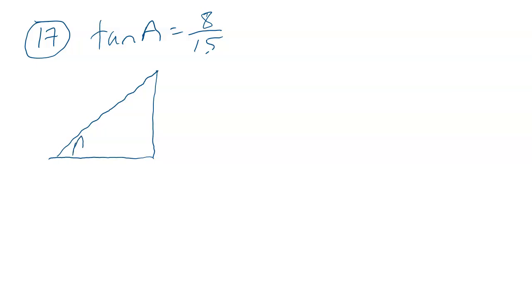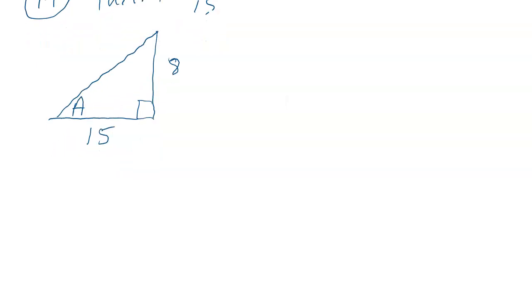So 17 says tangent A is equal to 8 over 15. This is the same type of problem. It says list the other 5 remaining trig functions. The first thing we have to do is build a right triangle. I'm going to put an angle A there. Here's my right angle. Tangent is opposite over adjacent, so this is 8 over 15. I want to say there's an 8/15 Pythagorean triplet, but I don't remember. Here's our hypotenuse, which we'll call side C. So I'll say 15 squared, which is 225, plus 64 squared is going to be C squared.